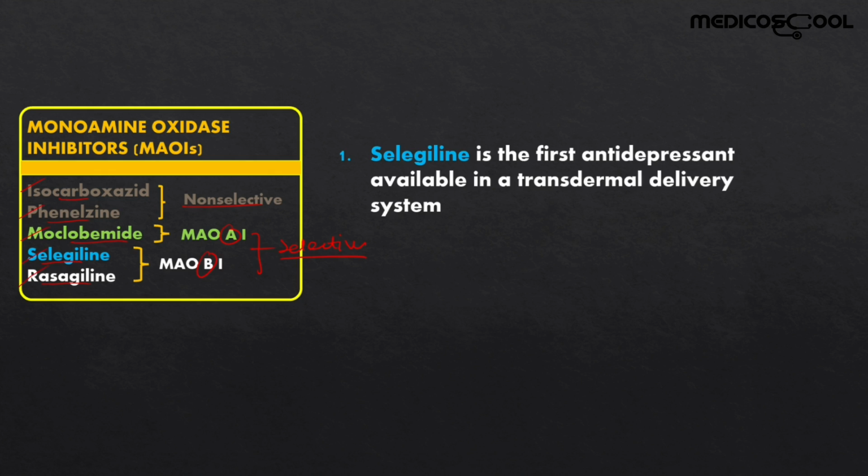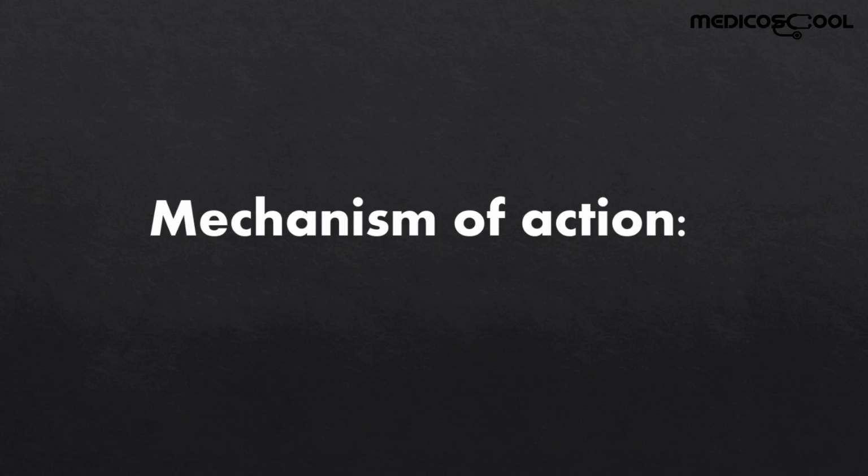The important point regarding selegiline is that it is the first antidepressant available in a transdermal delivery system. Transdermal means that it can be put on the skin, and from there it can be absorbed slowly and show its antidepressant effect. Now let's study the mechanism of action of the monoamine oxidase inhibitors.